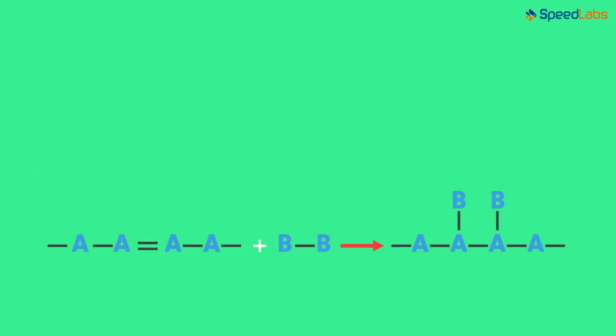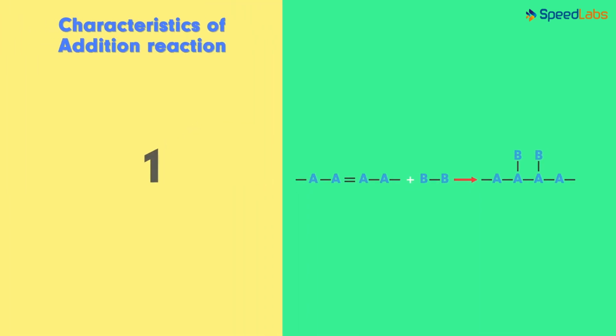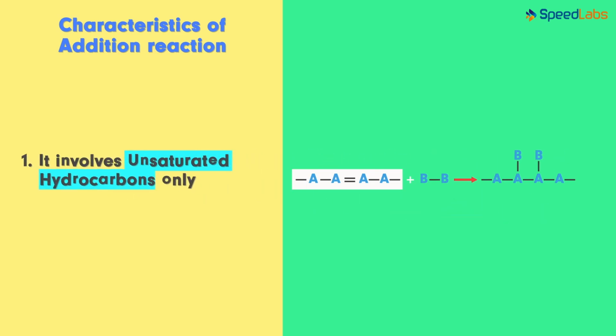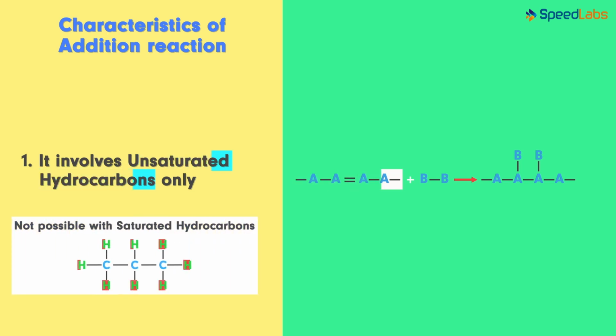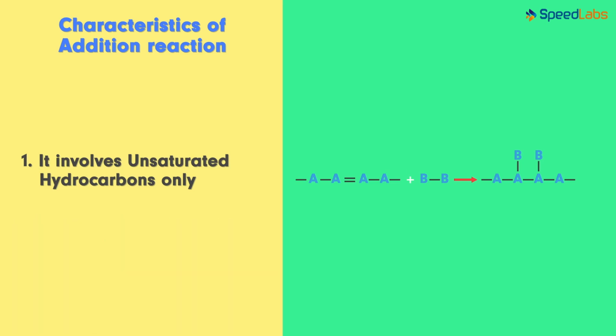Let us begin with the reactant side. First important point to note is that the hydrocarbon that is participating in the addition reaction will always be an unsaturated hydrocarbon. That means it's mandatory to have at least one double or triple bond between the carbon atoms. Addition reactions are not possible with saturated hydrocarbons. This is because in saturated compounds, all the carbon atoms are occupied with hydrogen or other atoms present in the chain.